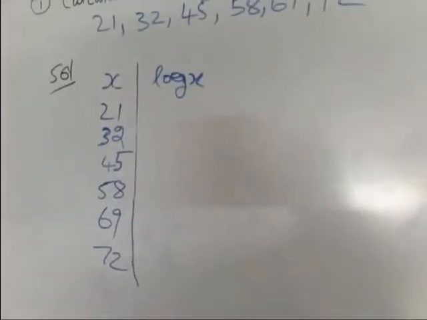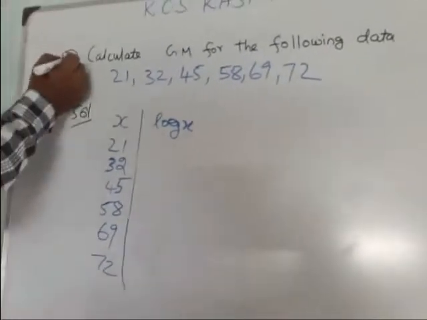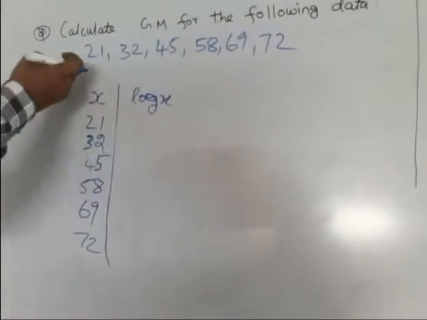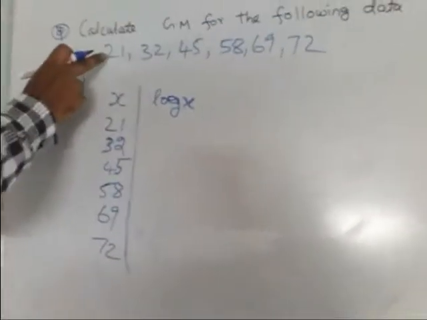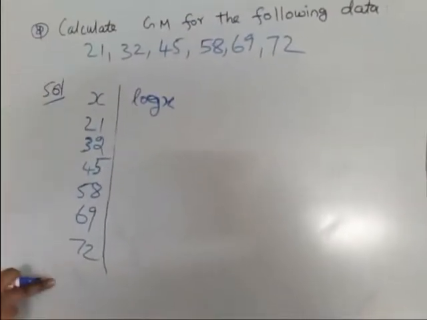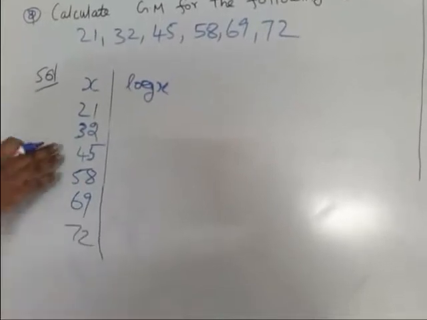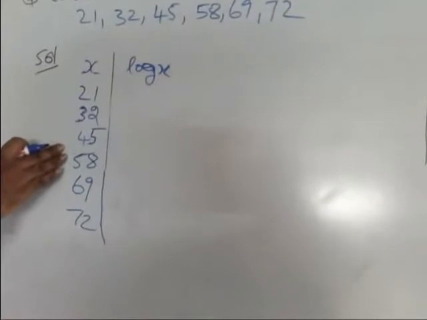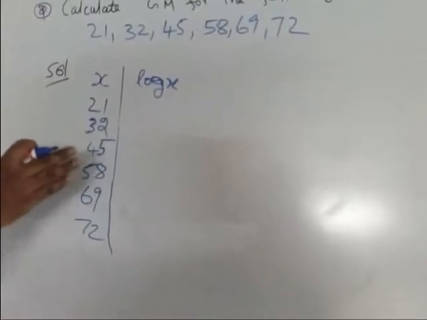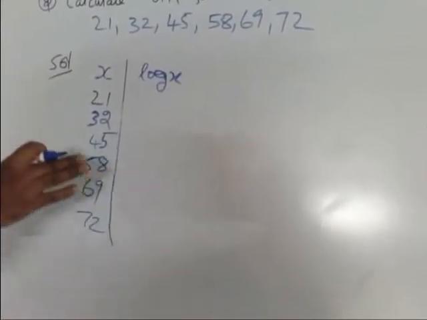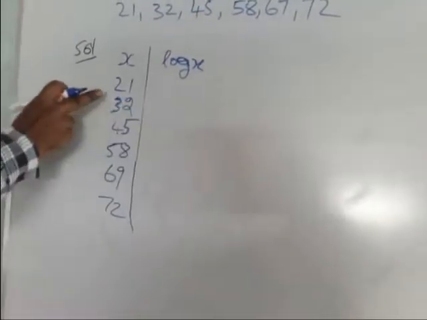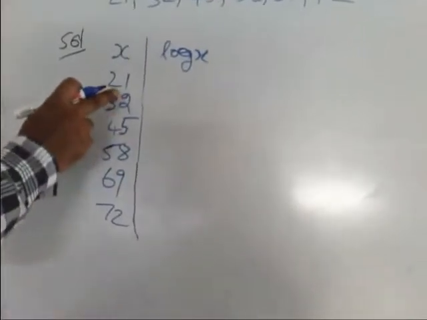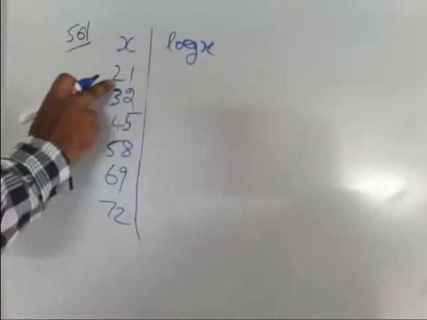Let's see one more problem. Second problem. Calculate GM for the following data. I already told you this is an individual series. So here the given integers are nothing but the x values. You know how to find the logarithm for these. With a scientific calculator we can do log easily. A normal calculator also can, but I will teach you later. Scientific is very easy.